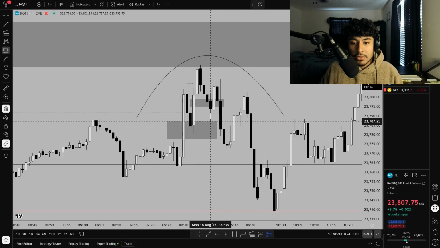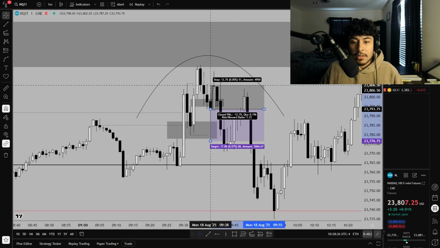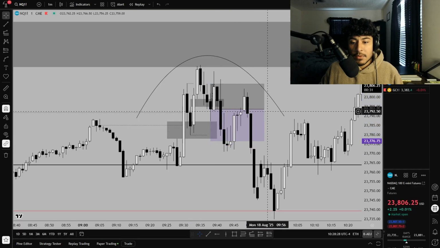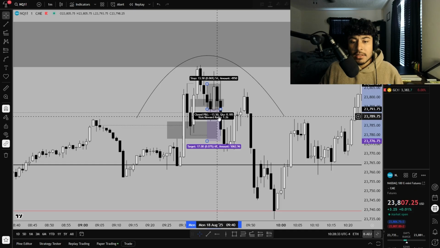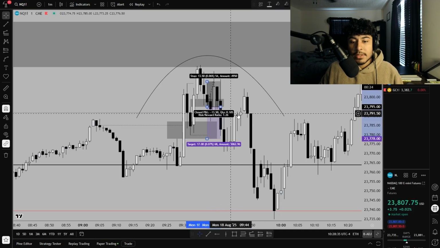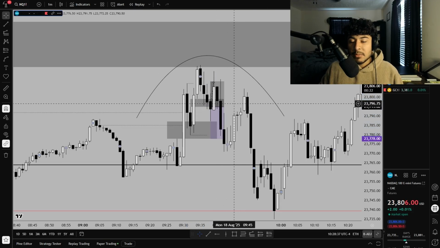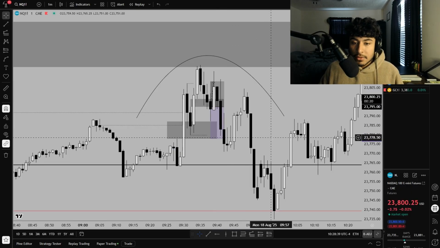And eventually we took this trade way too early. Our stop was around here, and we're aiming for a 1-to-1 here. And the market, you can see, as soon as we got in on the retracement right there for this candle, it went up and hit our stop loss, and we got stopped out. That was the first trade idea.